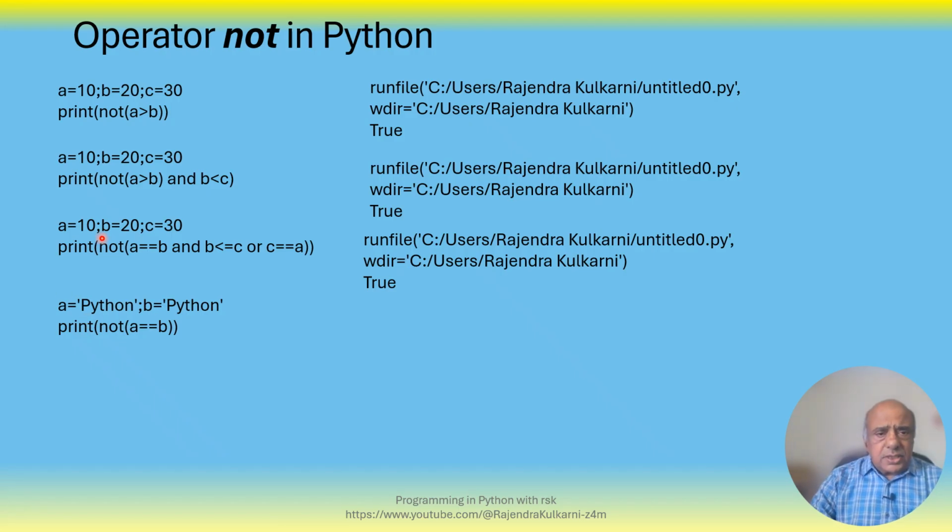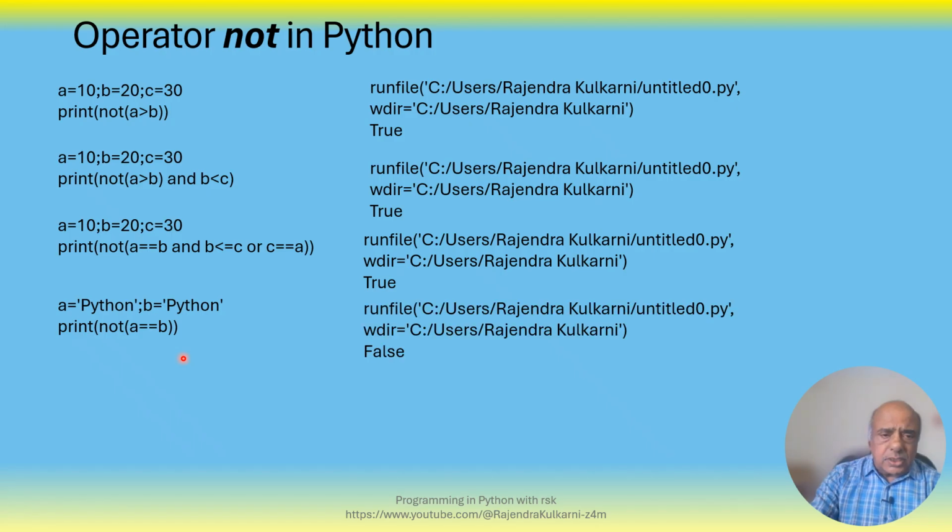It is not necessary that only mathematical expressions or the use of ints or numbers is important. A is equal to Python, B is equal to Python, print not A is equal to B. Now A is equal to B because both are Python, so not of A equal to B will be false.